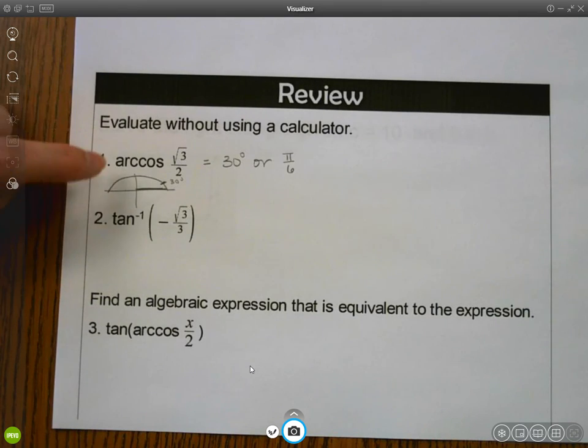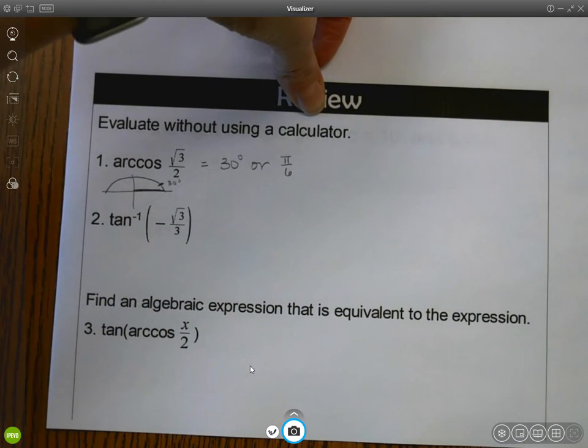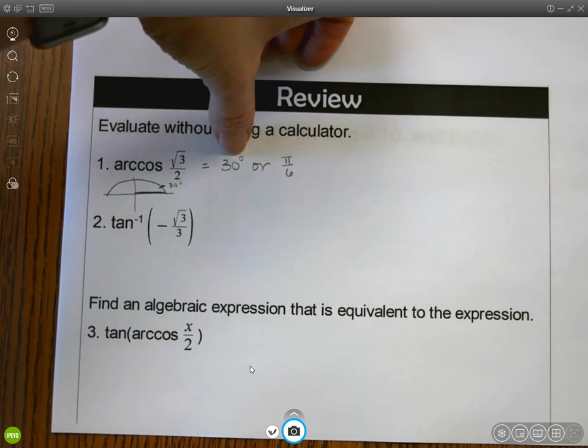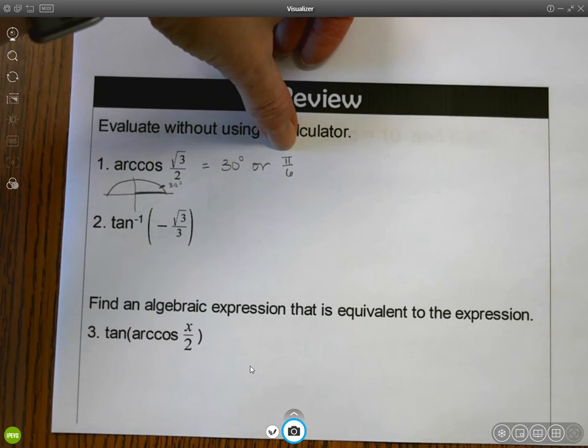All right, could you type this in your calculator even though it says without? Yes, because I'm not going to know the difference, but you're not going to get this. If you type it in and you're in degrees, you should get 30. But you're going to have to know that that's pi over 6 because your answer choices are in radians.